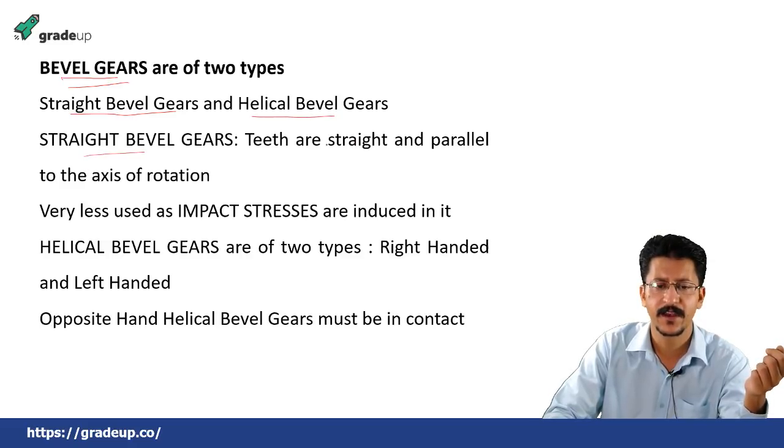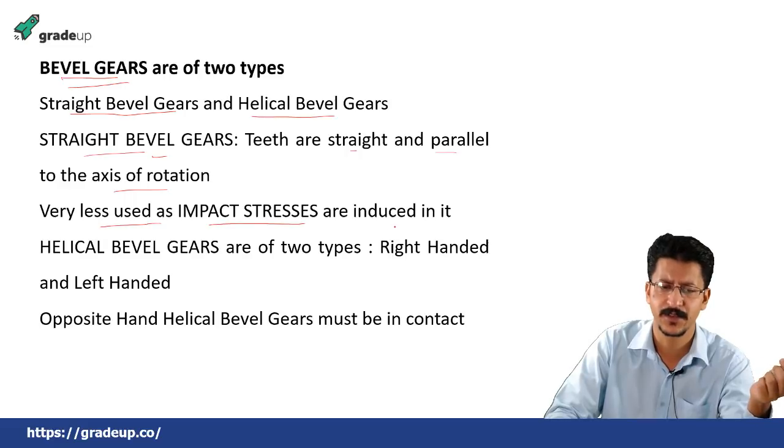What is a straight bevel gear? Teeth are straight and parallel to the axis of rotation. That is known as a straight bevel gear, and they are again very less used, again due to the problem of impact stresses.